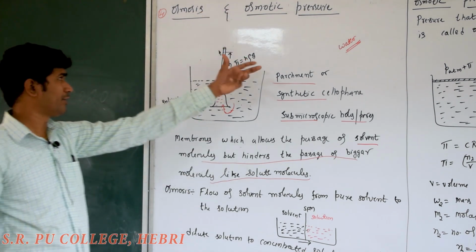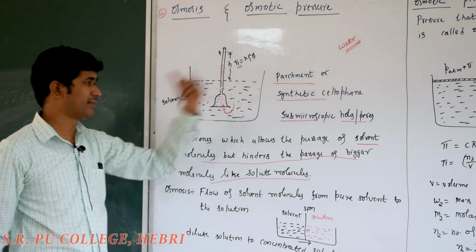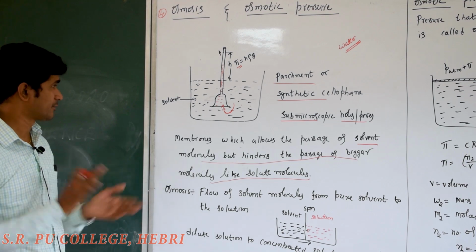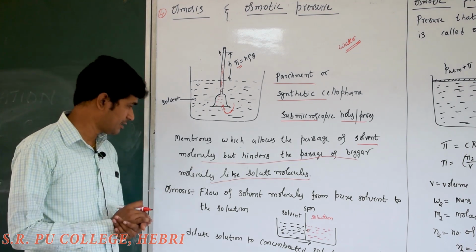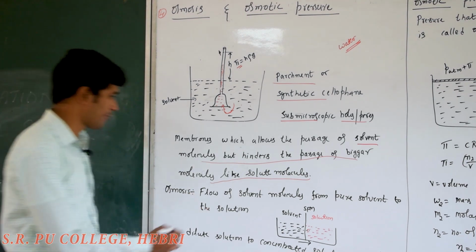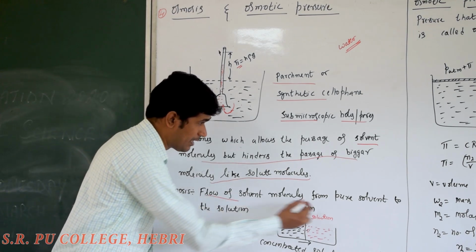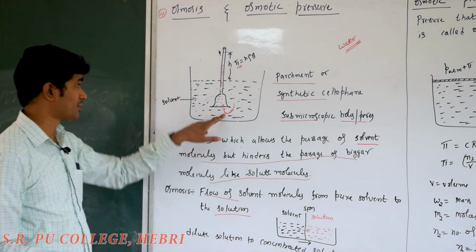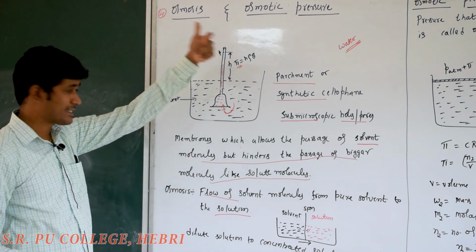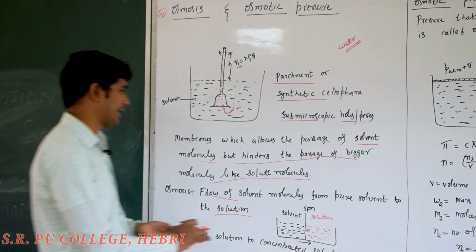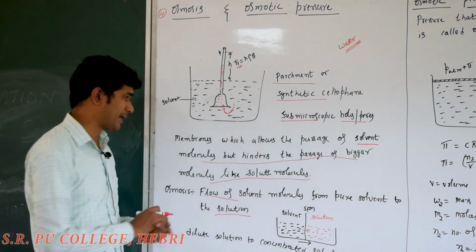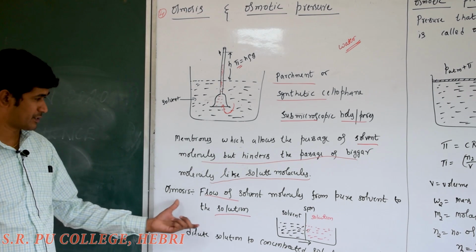We are not going to calculate or derive all these things. You should know what osmosis is and what osmotic pressure is, that's all. Osmosis is nothing but the flow of solvent molecules from pure solvent to the solution through a semi-permeable membrane, which is a membrane that allows the passage of only solvent molecules.